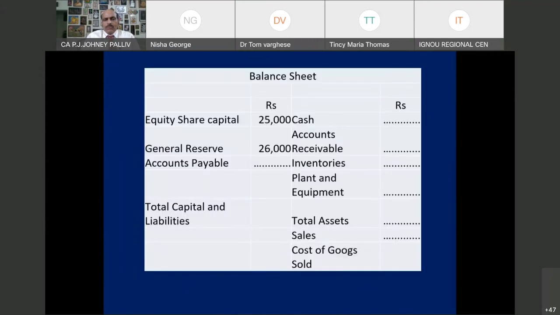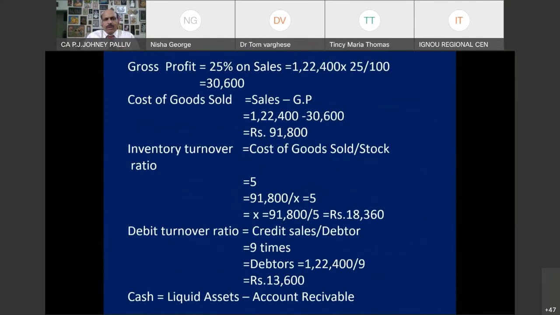Cost of goods sold formula, you can see. The formula of cost of goods sold is equal to sales minus gross profit. What is sales? 1,22,400. What is gross profit? It is given as 30,600. Therefore, cost of goods sold is equal to 1,22,400 minus 30,600. That is equal to 91,800.